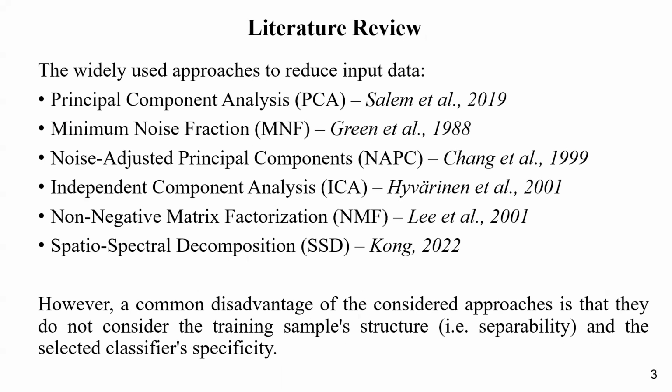Now let's discuss the widely used approaches to reduce input data. There are principal component analysis, minimum noise fraction, noise-adjusted principal components, independent component analysis, non-negative matrix factorization, and the last one is spatial spectral decomposition. However, a common disadvantage of the considered approaches is that they do not consider the trained sample's structure and the selected classifier's specificity. When I'm talking about the trained sample structure, first of all, I mean the training sample separability.